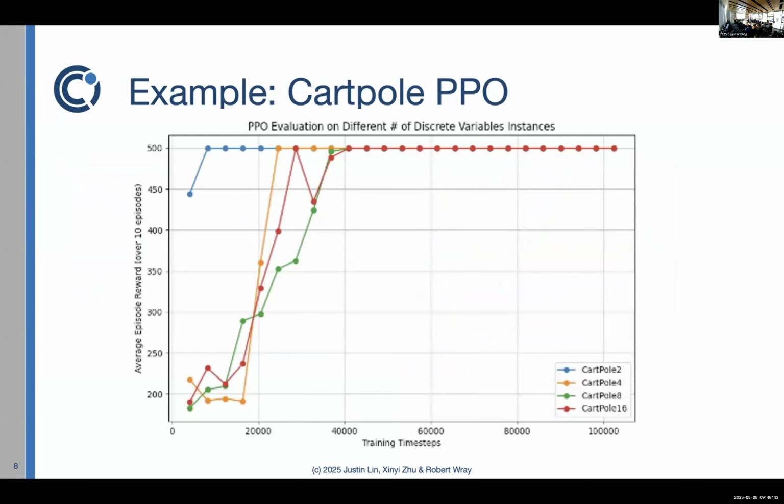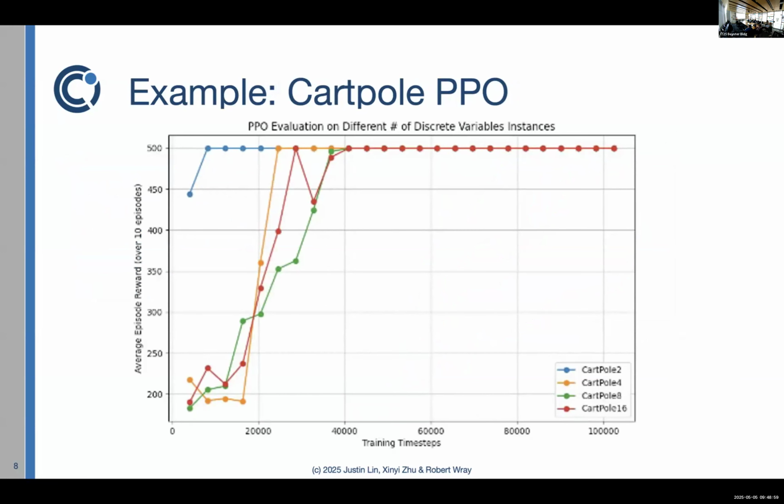If we look at PPO on cart pole, again, the horizontal axis is how many time steps, how many episodes, and the vertical axis is the reward. Then for 2 variables, it learns pretty quickly.